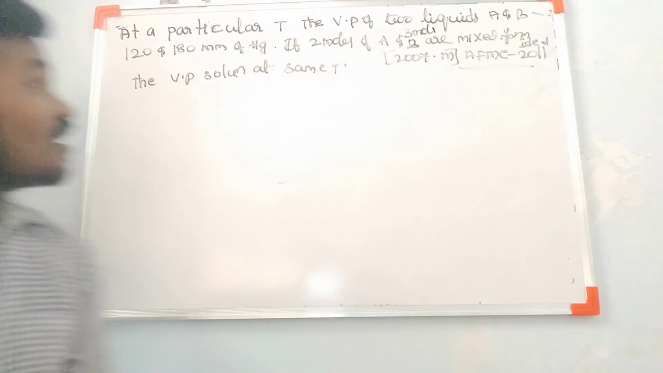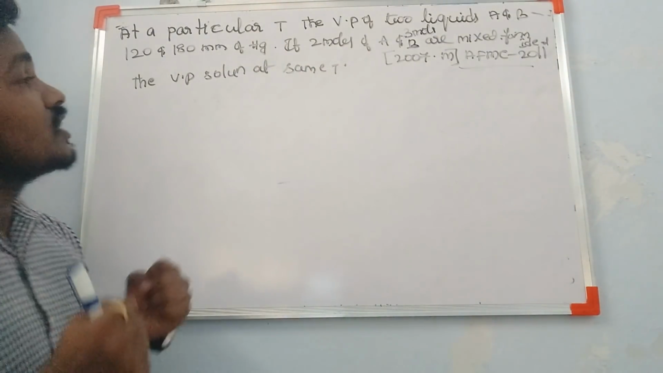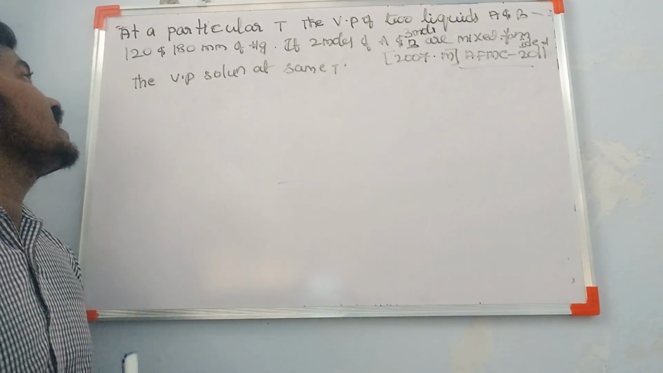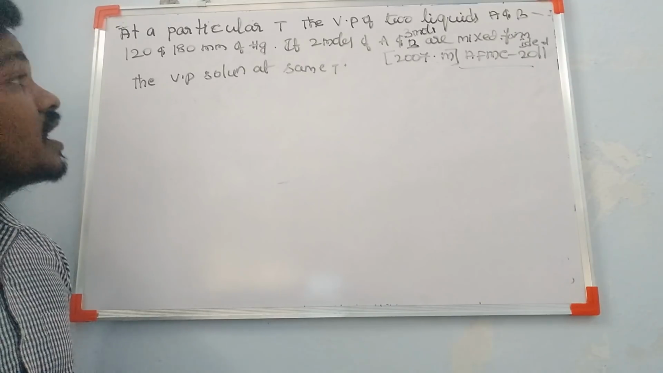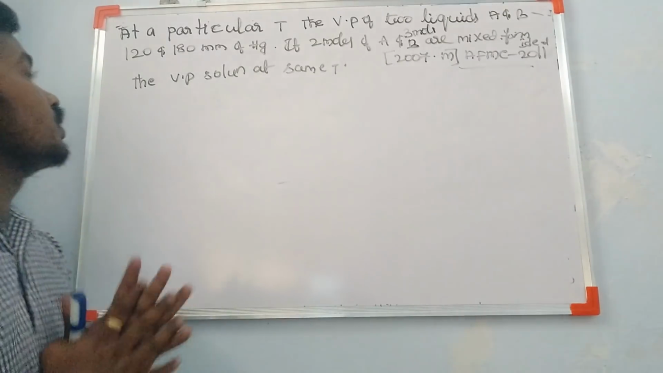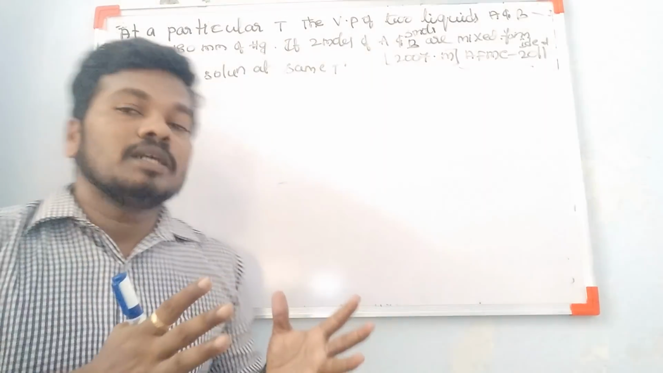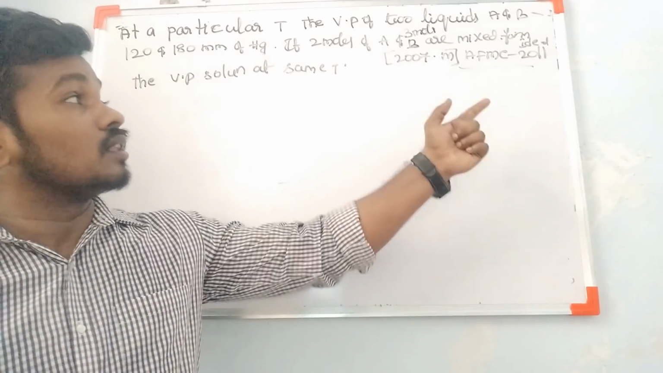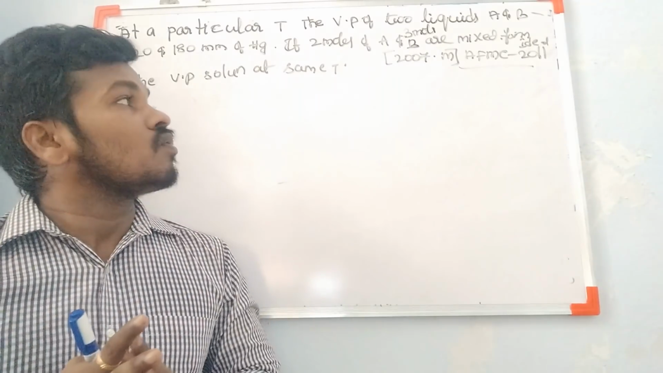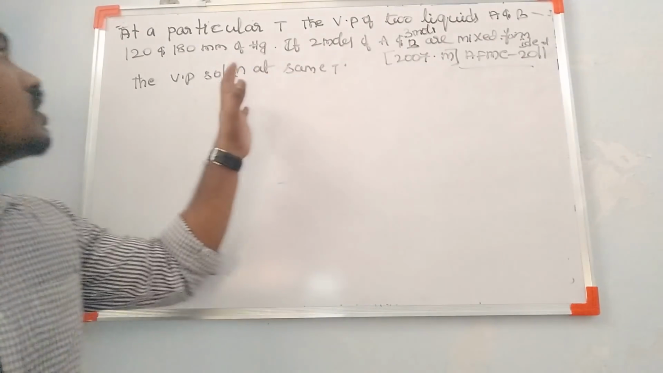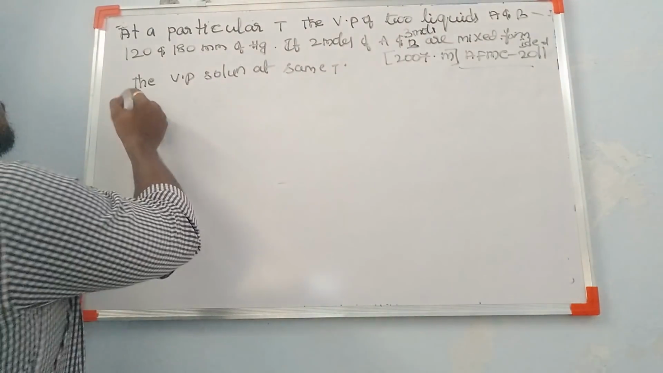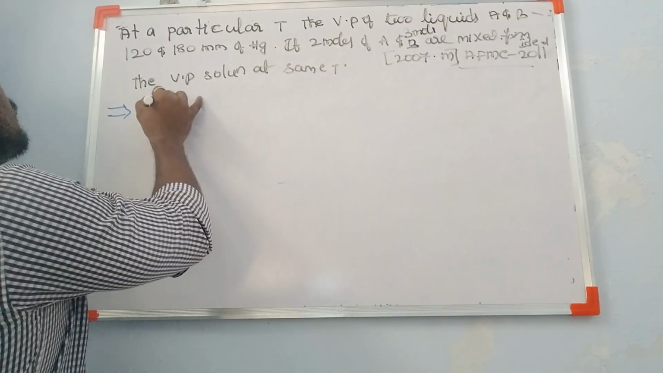See the next question. At a particular temperature, the vapor pressure of the two liquids A and B is 120 mm of Hg and 180 mm of Hg. If 2 moles of A and 3 moles of B are mixed, they have asked the vapor pressure of the solution at the same temperature. This question was asked in Mains 2007, FMC 2011 and Kerala 2001. The question looks big but the answer is small. So what is the vapor pressure of the solution?